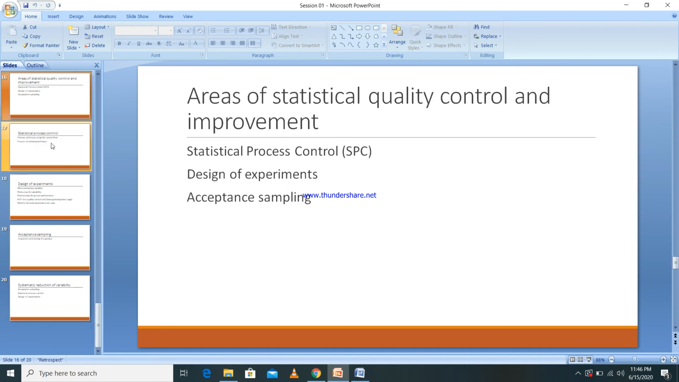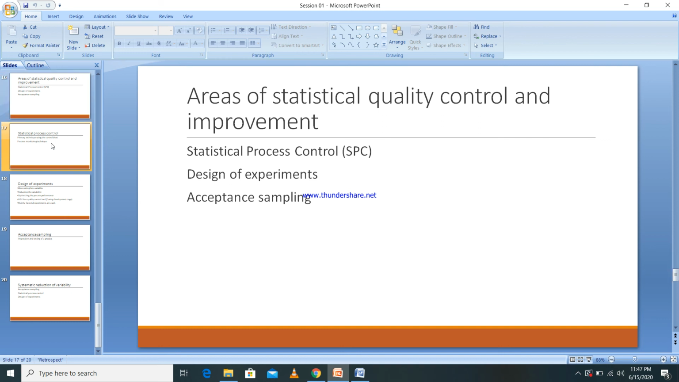So when it comes to the areas of statistical quality control, we have statistical process control, we have design of experiments, and we have acceptance sampling. Right? So when it comes to quality control, these three fields come under statistical quality control: the design of experiments, acceptance sampling, and statistical process control.